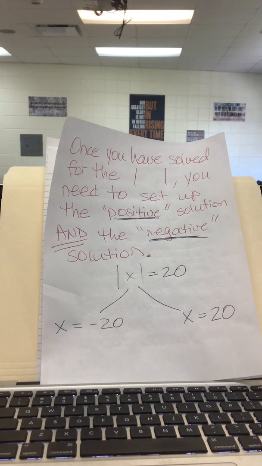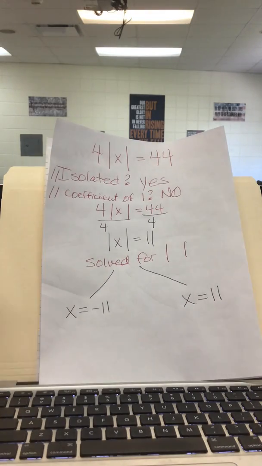So let's look at another example. What if our problem is 4 times the absolute value of x equals 44? So first thing, notice that the 4 is outside the absolute value bars. There is no addition or subtraction sign. There's no fraction bar. So everybody should recognize that that is multiplication.